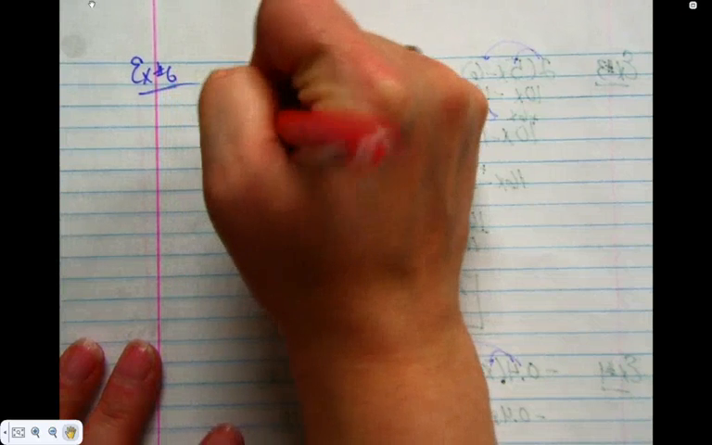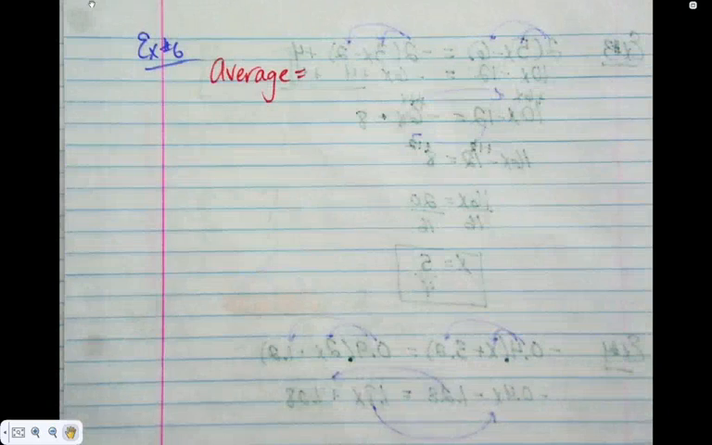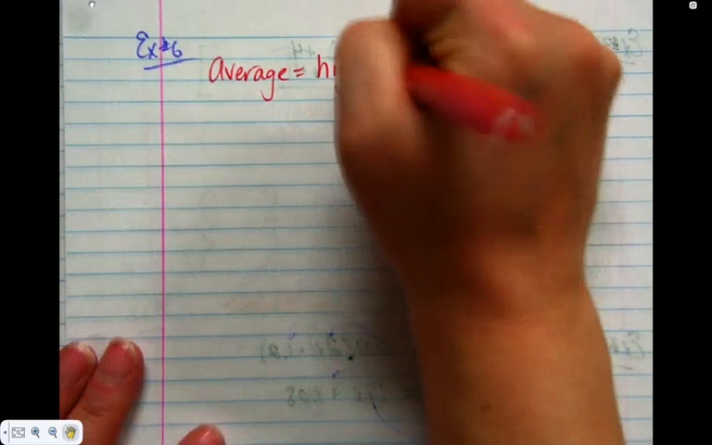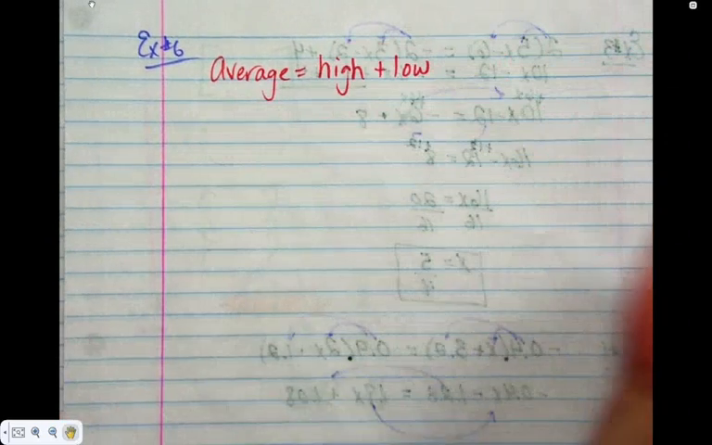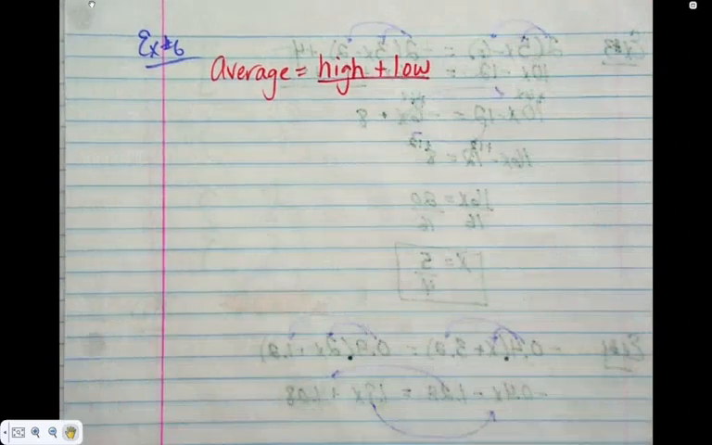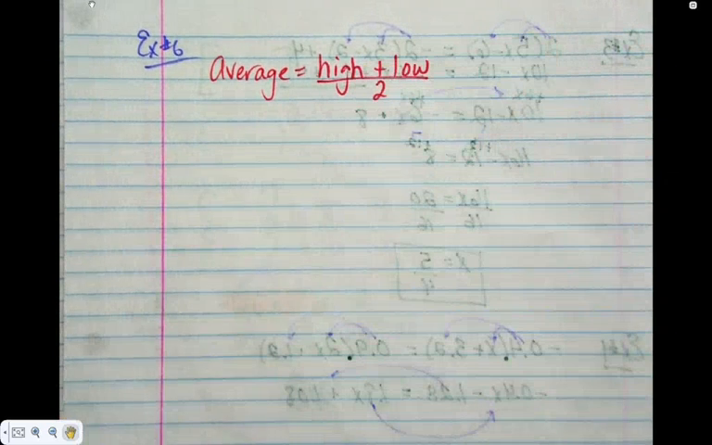You need to know how to find an average. How do we find an average temperature? How do you find the average of anything? Add them all together and then divide by the number of numbers. So we're going to take the high and add the low, and we don't have a medium. We have a high and a low, that's it. And divide by 2. Why by 2? Because there's only 2 things.